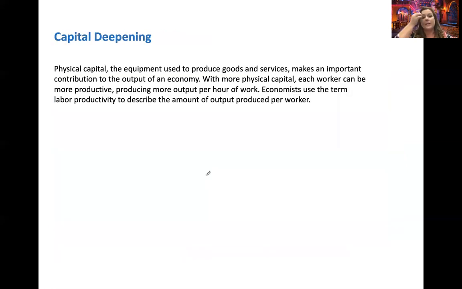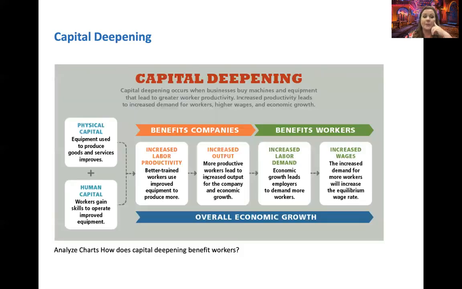Now, capital deepening. I talked about this earlier with the vocabulary. Again, this can be buying you new tools, buying you a better computer, or certain things that can make people more productive. It could be sending you to a school that gives you knowledge so you can use new technology to make you better. This is a term they use to describe anything we're doing to try to increase the amount of output per worker.